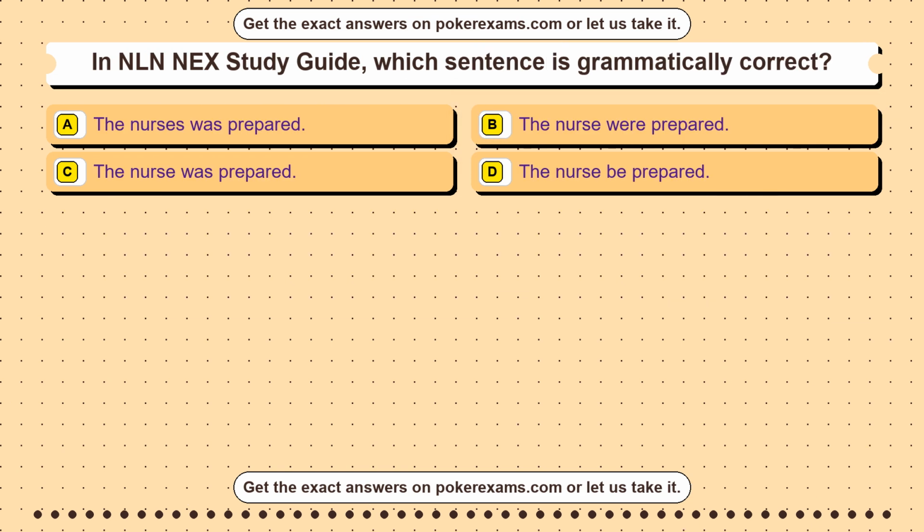Question 33. In GED scientific method practice, which detail best supports an inference in RLA? Option A. A quoted line from the passage. Option B. A personal guess. Option C. A longer answer choice. Option D. A familiar topic.